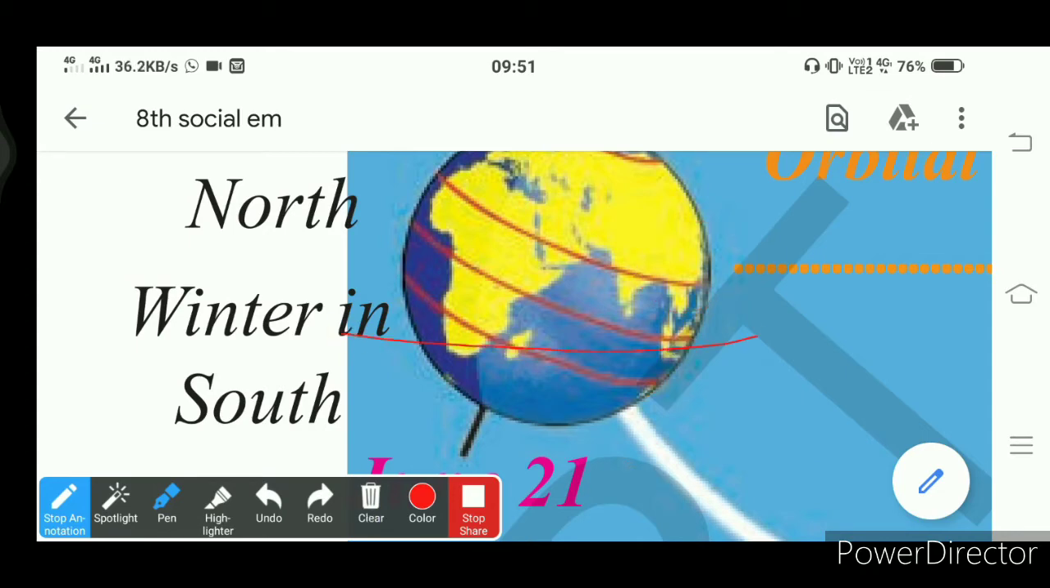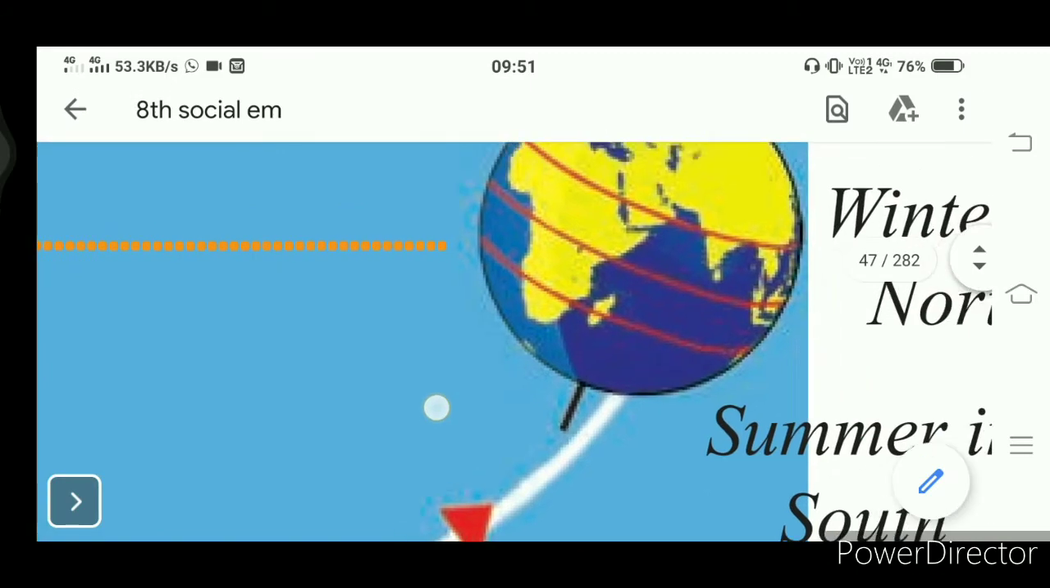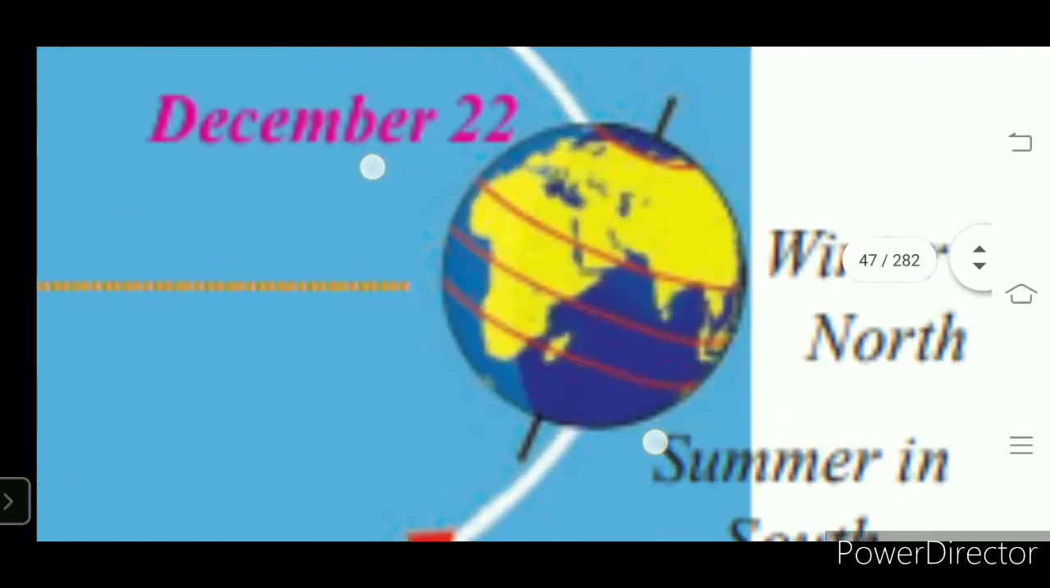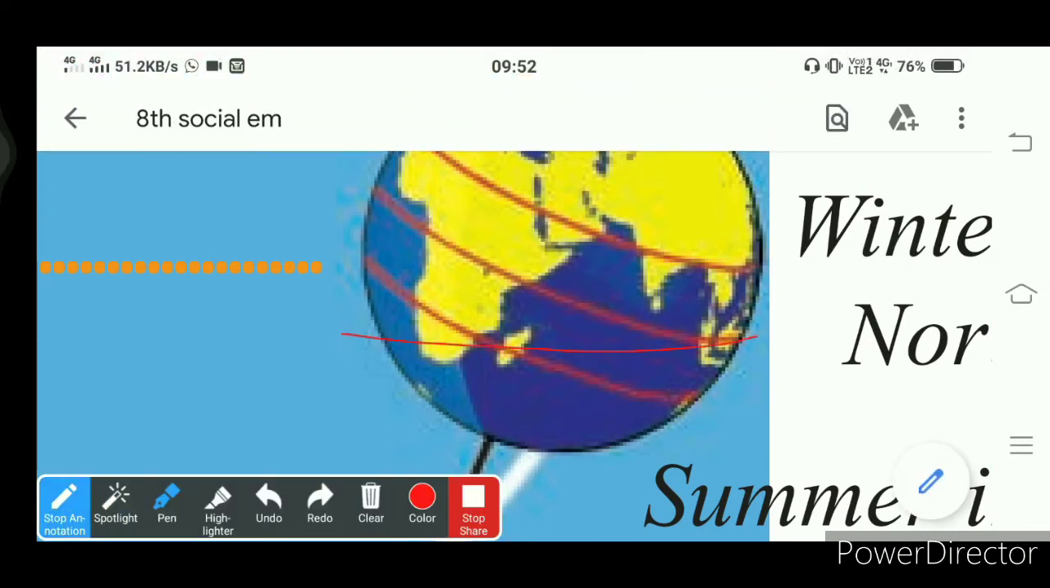When it comes to September, sorry, we will see here December 22nd. On December 22nd, what happened here? The sun rays fall directly on the Tropic of Capricorn. This is the Tropic of Cancer, dear students. And this is the Tropic of Capricorn.